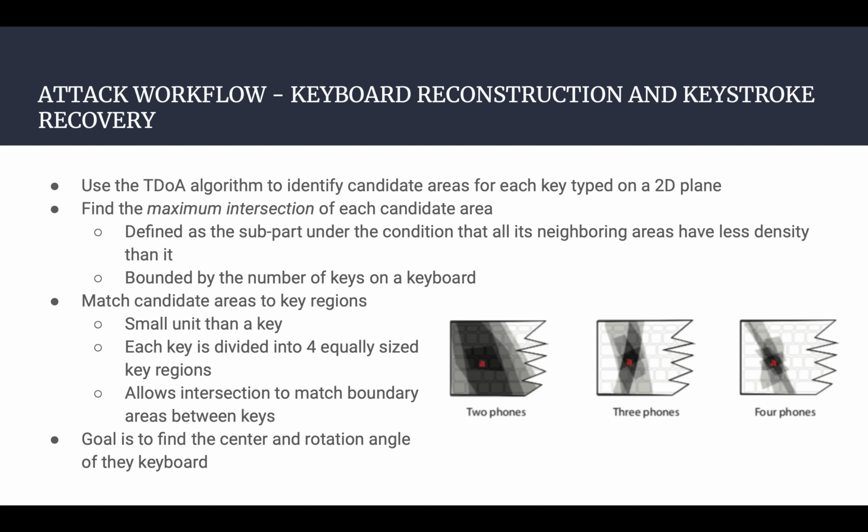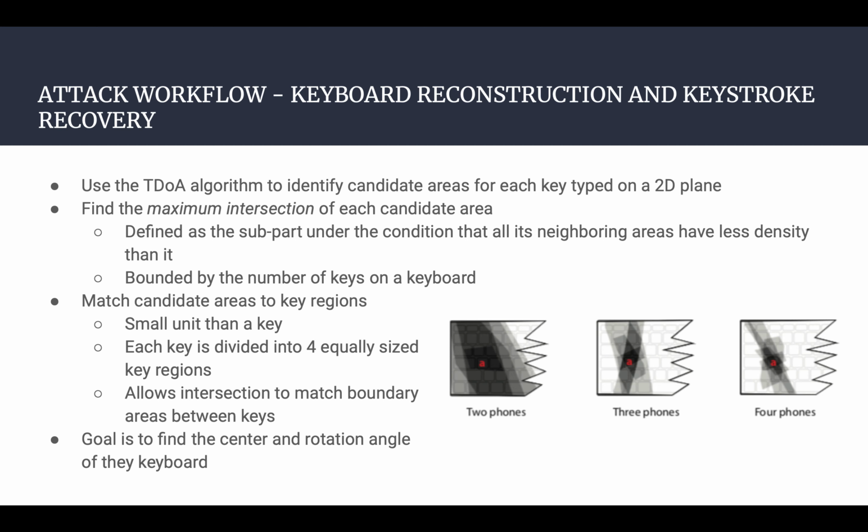But what they're doing basically is they're trying to identify the maximum intersection of each candidate area. And then using all of those maximum intersection areas, again, looping through each of those, and then looping through the key regions, which they ended up choosing to be not the size of a key, but actually a unit smaller than a key. So they divided the key into 4 equally sized key regions, which allows for the intersection to match boundary areas between the keys, since there's spaces between the keys on the keyboard.